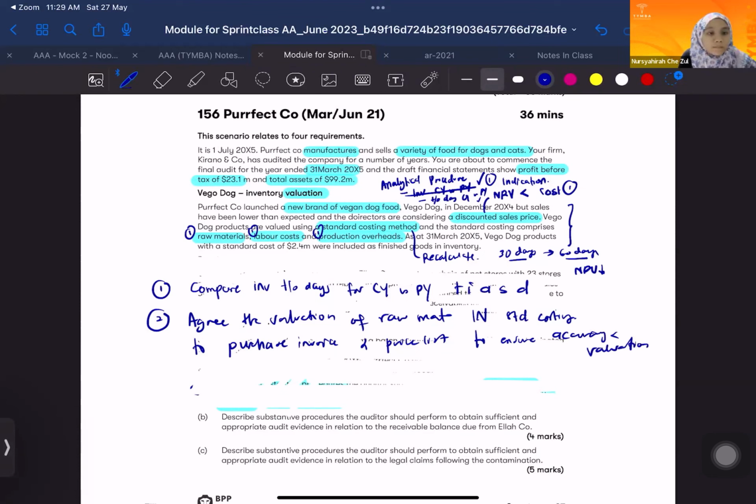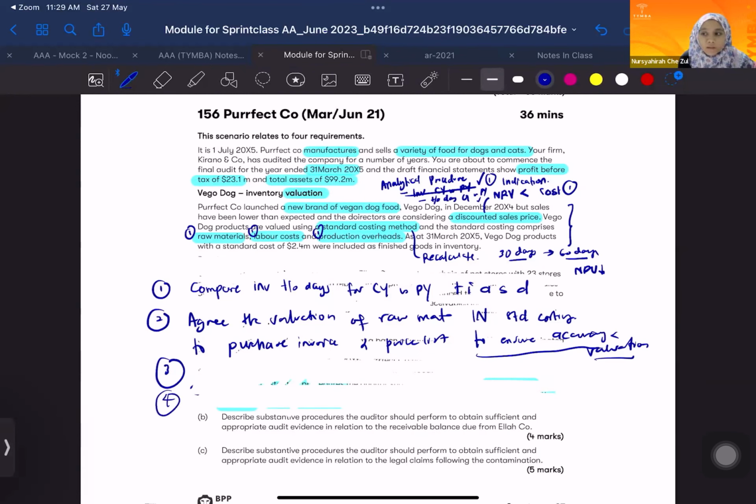Number three. As per Izwan's answer, he mentioned payroll records can. In Hassan's answer, he mentioned timesheet also can. So let's put it this way: agree the valuations of direct labor in standard costing to timesheet and payroll records, to ensure accuracy and valuation. Actually, this part alone is also fine, because every answer given here is to satisfy the valuation assertion. Then answer number four, relating to the production overhead.